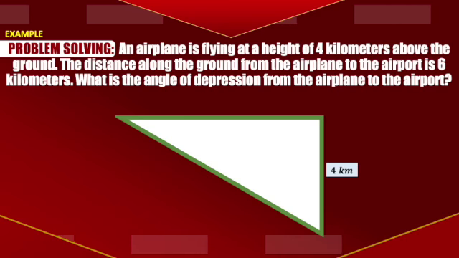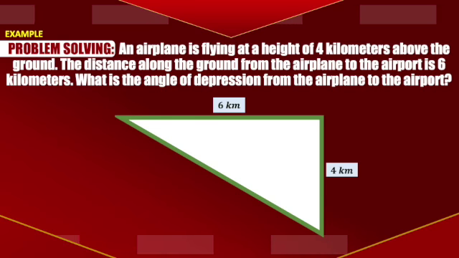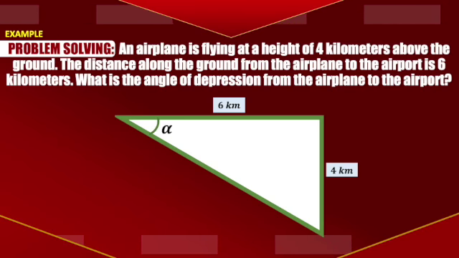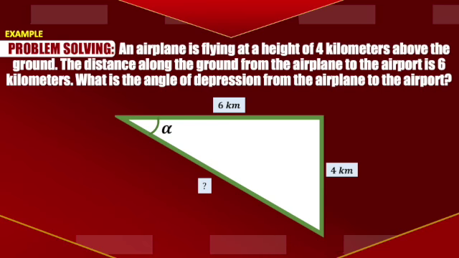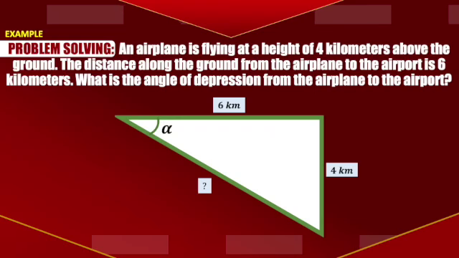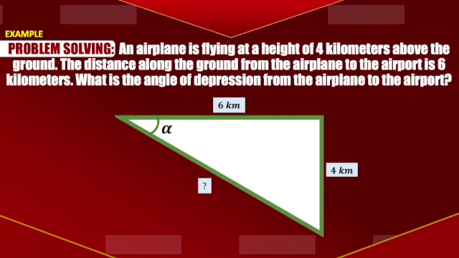Now, if we look on the figure, we have 4 kilometers, 6 kilometers. Let's set aside the diagram. Kunin natin yung triangle. Let's put all the given measurements. So we have, of course, the 4 kilometer. Dito ko siya nilagay. Since the airplane is on top, the distance from the ground going up is the 4 kilometer. Then we have the 6 kilometer.